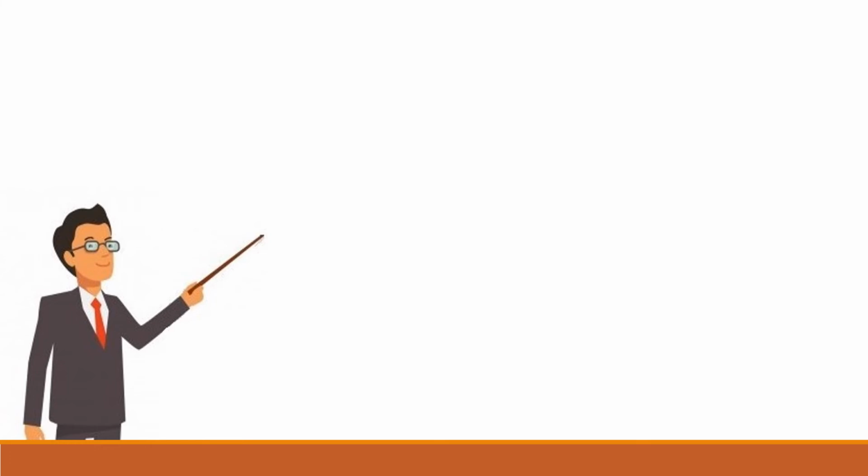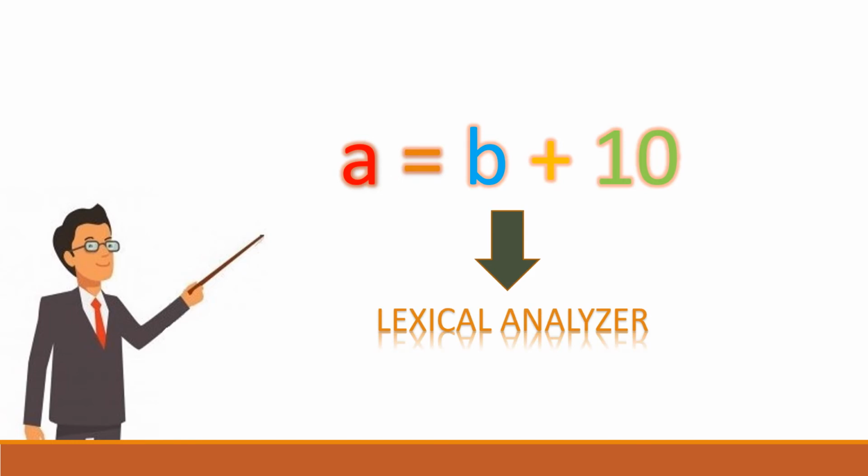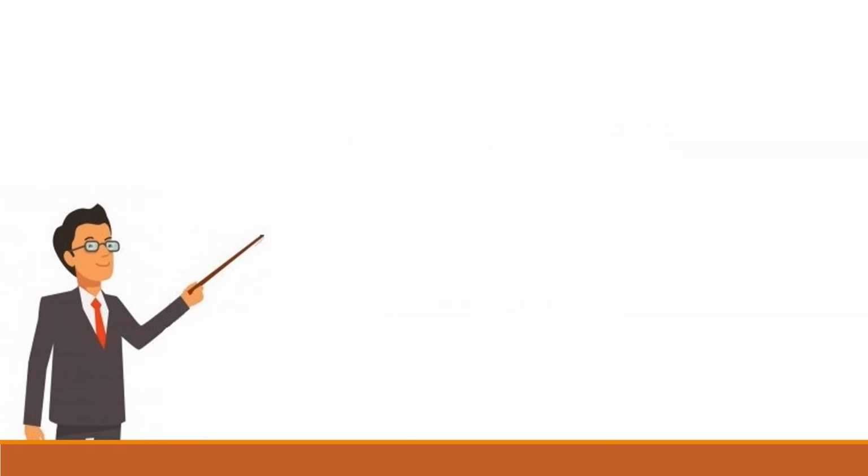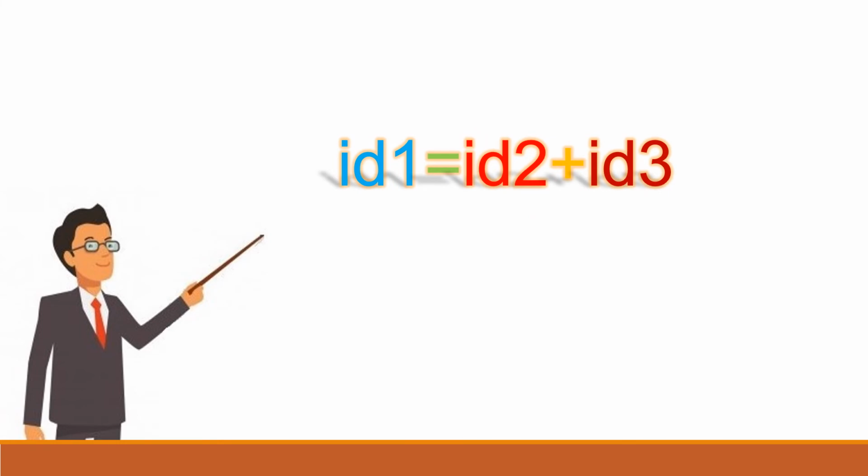Now, having discussed the phases of the compiler, let us consider an example of converting the source code into target code. Let us consider A equals B plus 10, which is sent to the lexical analyzer. The lexical analyzer takes it as an input and it is divided into lexemes. Those lexemes are named as tokens. They are ID1 equals ID2 plus ID3. Here, ID is an identifier.